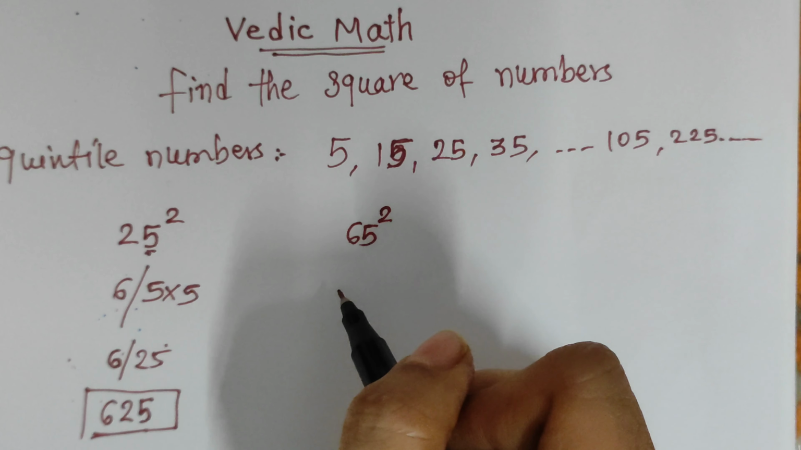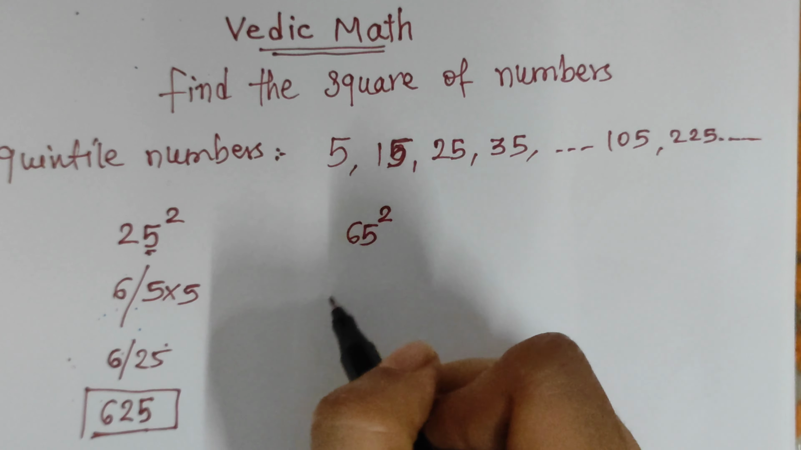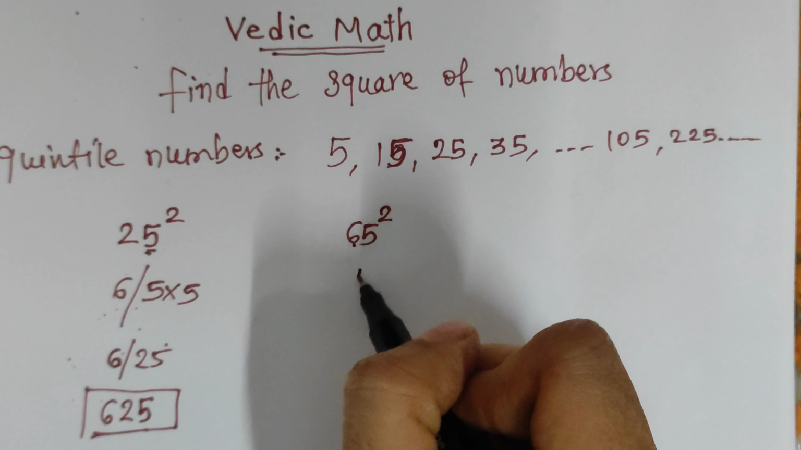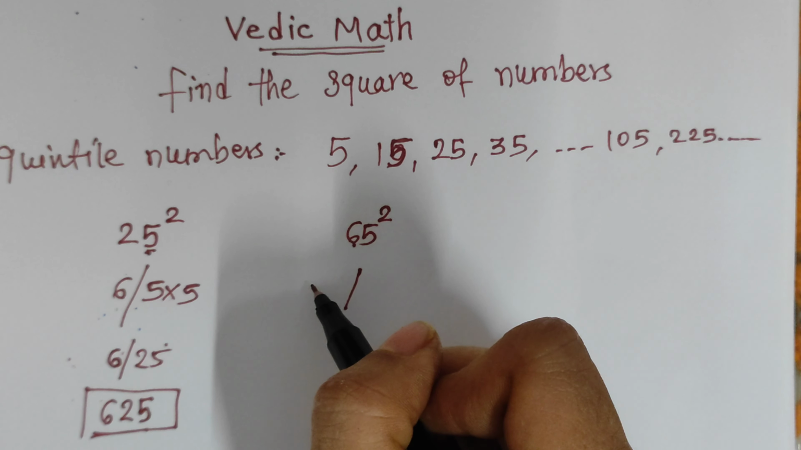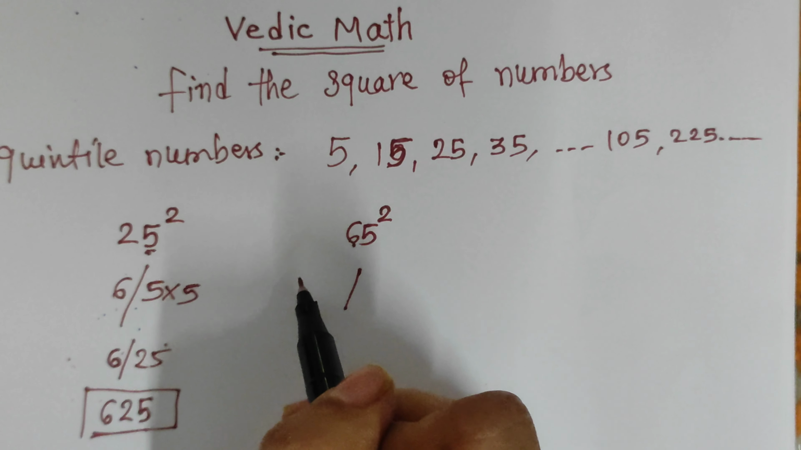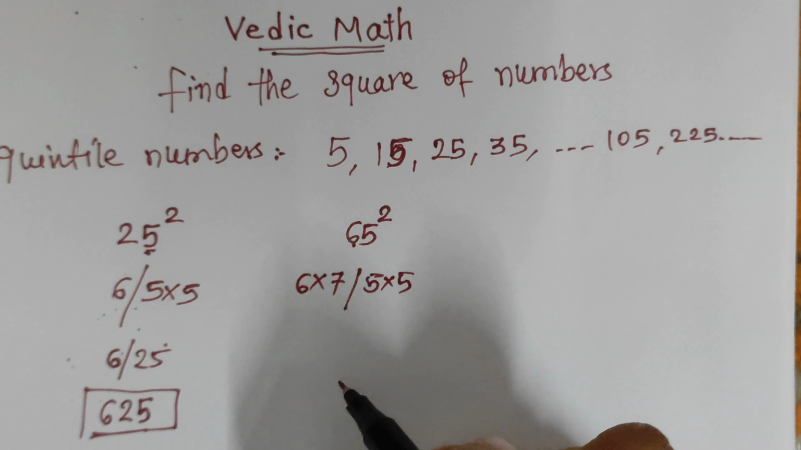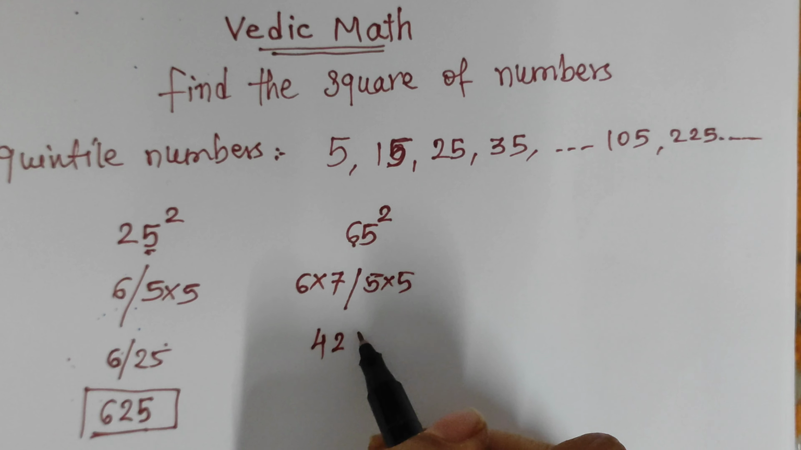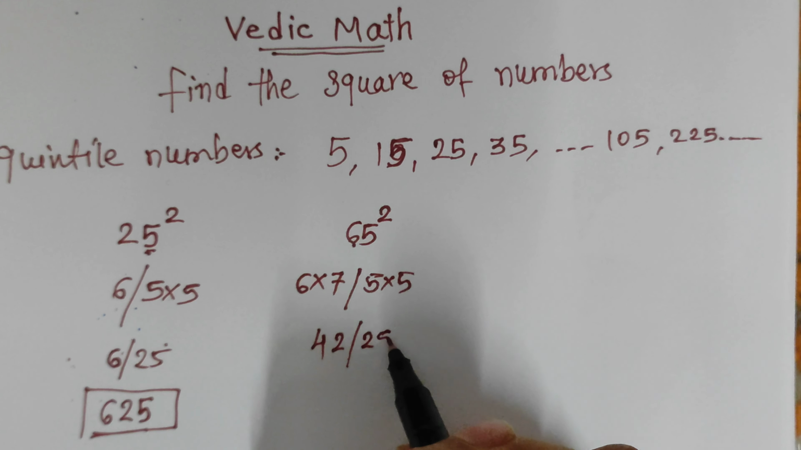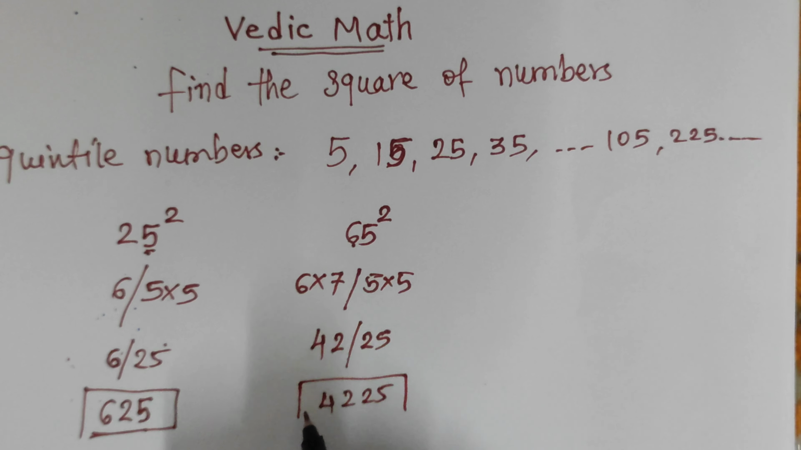We take another number, 65 square. On the left side, using the formula Ekadhikena Purvena, we multiply 6 by 7. On the right side, we multiply the same number, 6 7 ja 42 and 5 5 ja 25. So we get the answer 4225.